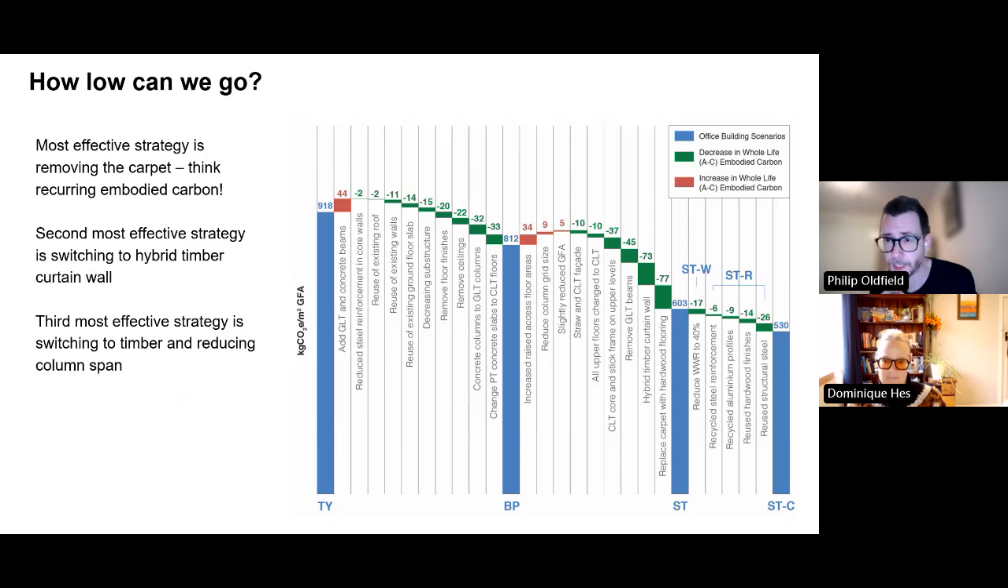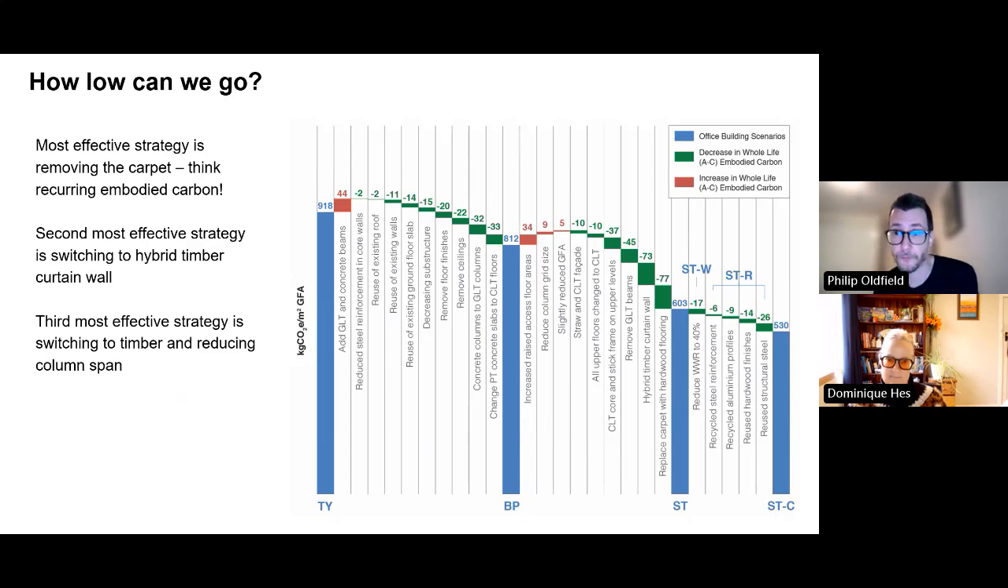And quite confrontingly, the biggest, most effective strategy was removing the carpet. Now, why would it be removing the carpet? It's because of the recurring emissions. So we built into our model that carpet was changed every 10 years. So you put the carpet down in year 1, then by year 10, you rip the carpet out, you put it down again. Year 20, you rip the carpet out, you put it down again. So that carpet adds up about 5 times over the building's life.